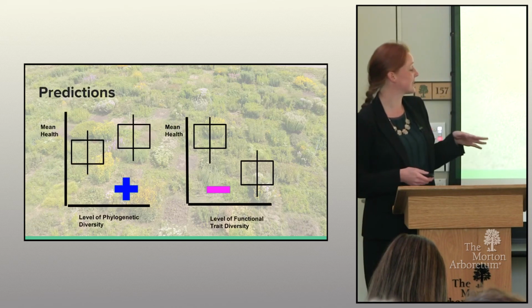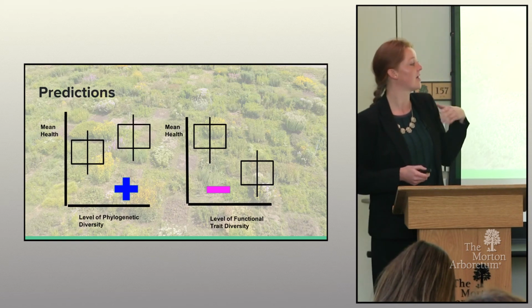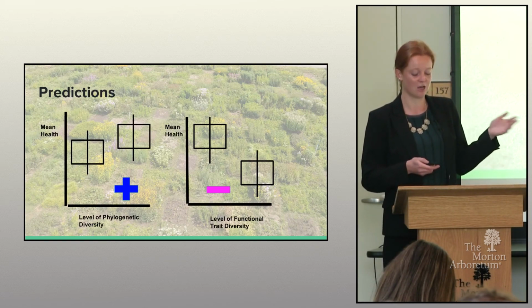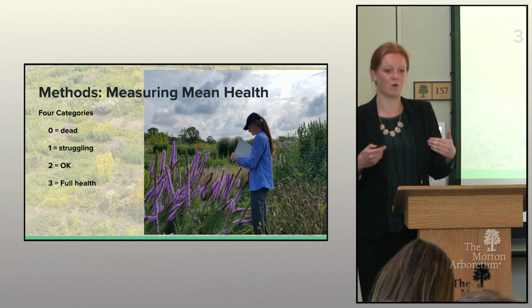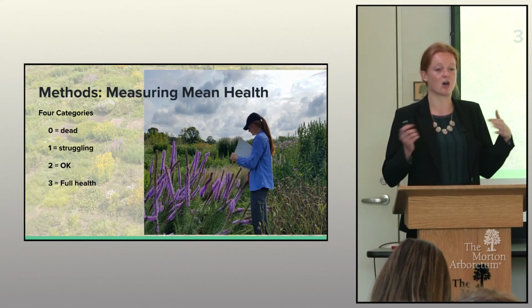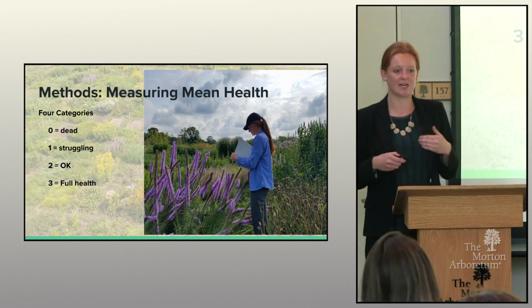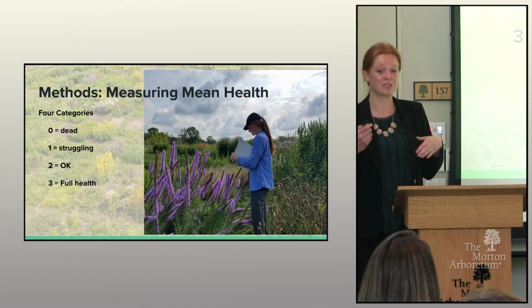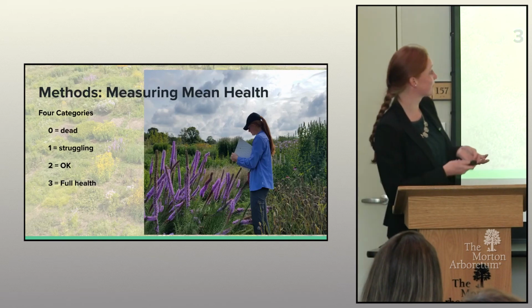So this led me to predict that a higher level of phylogenetic diversity would lead to higher mean health, and higher functional trait diversity would lead to lower mean health. So how I collected my data was that I analyzed each plant in all 326 plots, looking at the state or quality that they were in at the time of data collection, and I put them into 4 categories of either 0, 1, 2, and 3.